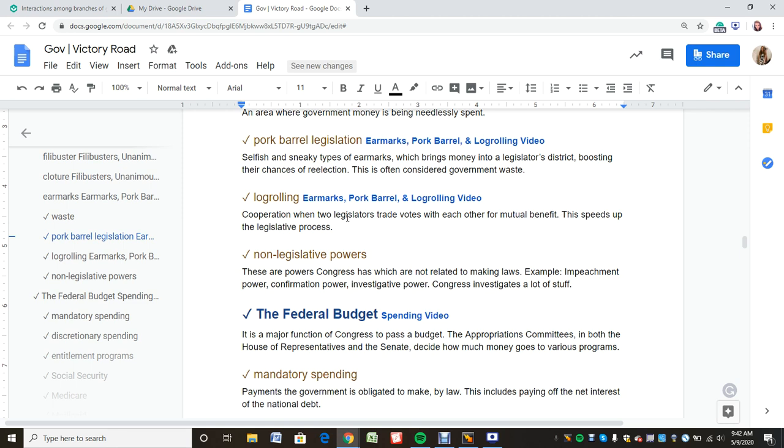So basically, it's where two legislators are trading votes with each other for mutual benefit. So, say you have legislator Rory. Actually, we'll make her more fancy. Senator Rory. And then we have, give me a name. Senator Brandon Goramoro. Okay.